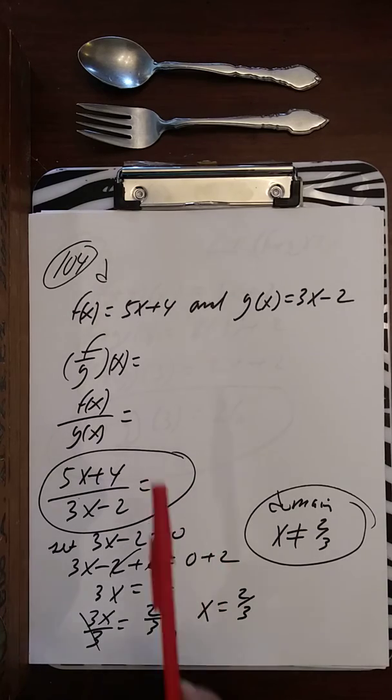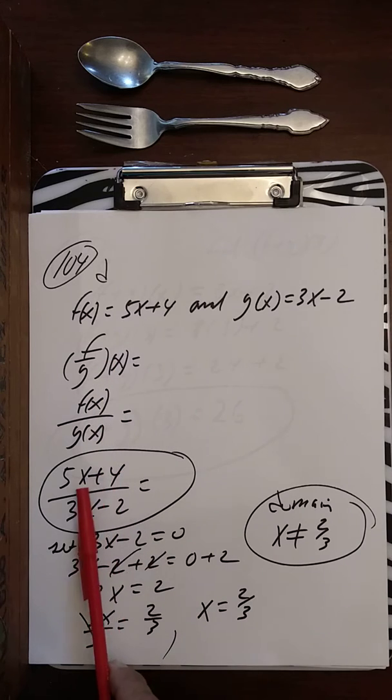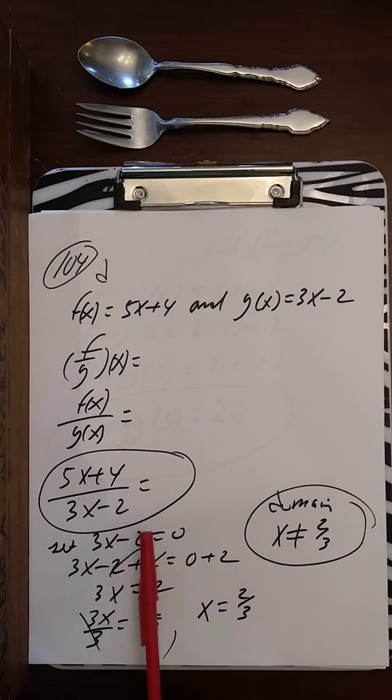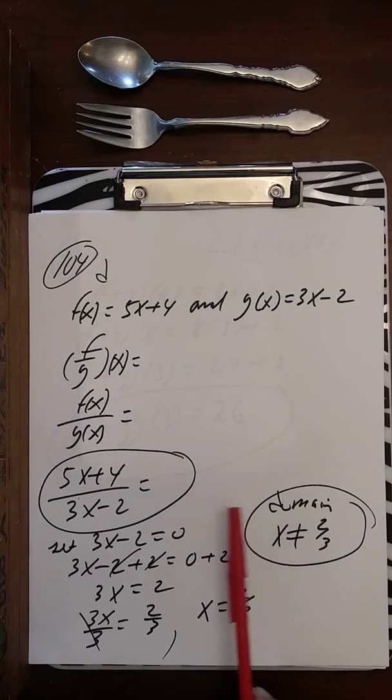Now, f over g. f of x over g of x is this: 5x plus 4 over 3x minus 2. This is it, but it's undefined if 0 is in the denominator. So let's do that. 3x minus 2 equals 0. Add 2, 3x equals 2, divided by 3, so x equals 2/3. So the domain of this is everything but 2/3.